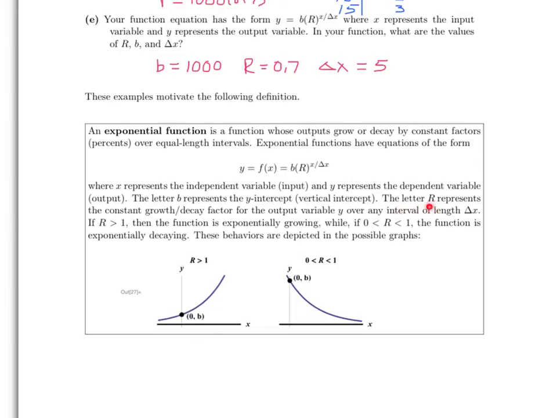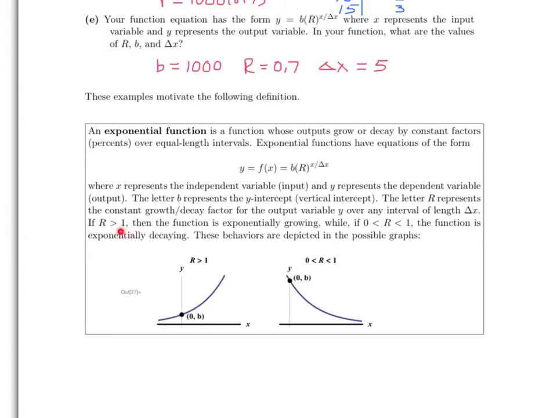The letter r represents the constant growth or decay factor. We saw that in our last example also. And it is the growth or decay factor for the output variable over any interval of length delta x. If you look at the example above, our population decayed by a factor of 0.7 every 5 years. So the delta x represents the interval of length over which the factor occurs.